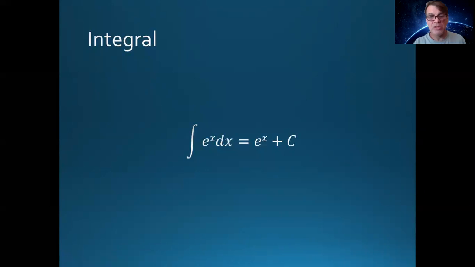And so if the derivative of e to the x is e to the x, then the integral of e to the x is also e to the x. That's the fundamental theorem of calculus. It goes back and forth. Plus a constant, of course, because if there was a constant that was something other than 0, taking the derivative of it would make it disappear. And so the integral of e to the x dx is e to the x plus a constant.